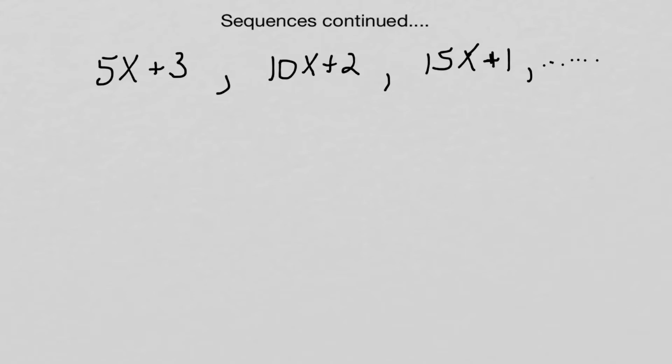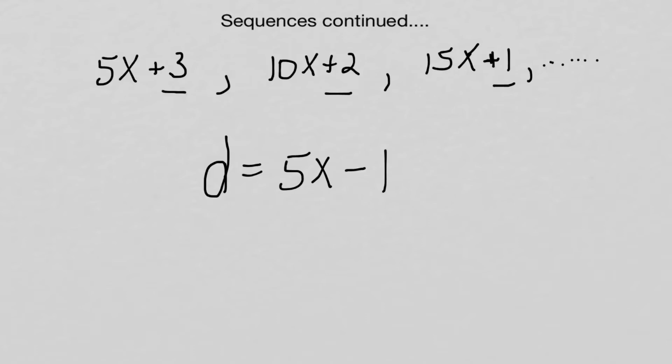On each one of these, 5x, 10x, 15x, it's obviously going to be a difference. It's not a ratio, it's a difference. So the x's, they're going up. So it's going to be positive 5x. Now let's look at the constant at the end. Plus 3, plus 2, plus 1. Those are going down each time. It's going down by 1. So the difference there is minus 1. So for this sequence, the difference is 5x minus 1.